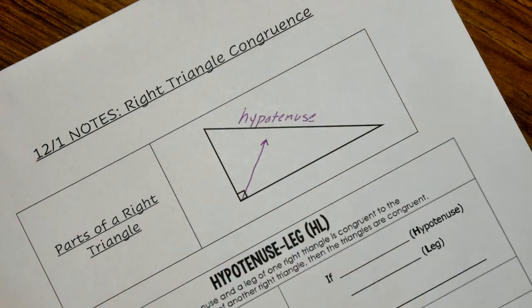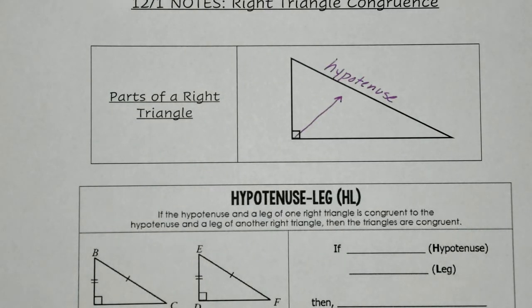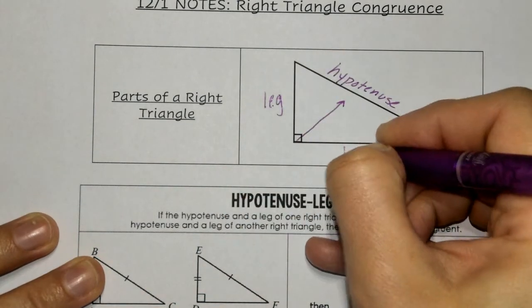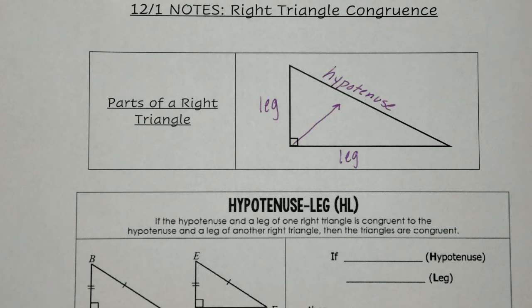And remember to pause if I'm going too fast so you can write everything out. Other than the hypotenuse, the other two sides that create the 90-degree angle are called your legs. Just like your isosceles triangle, we talked about that the two congruent sides are called your legs. Here we have the two legs that create the 90-degree angle. This is A and B in your Pythagorean theorem formula.